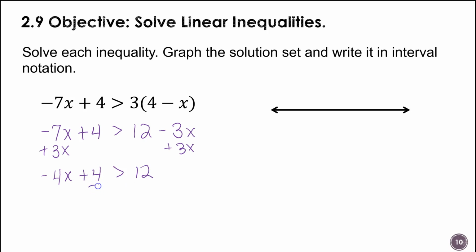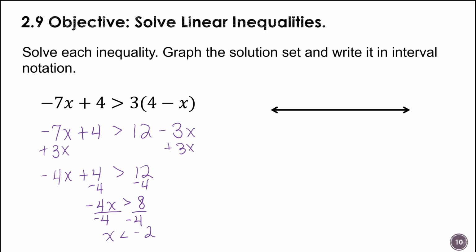Now we're going to subtract the 4. -4x is greater than 8. Divide by -4. Remember what happens when we divide by -4, then x is less than -2. The inequality switches because we divided by a negative number.